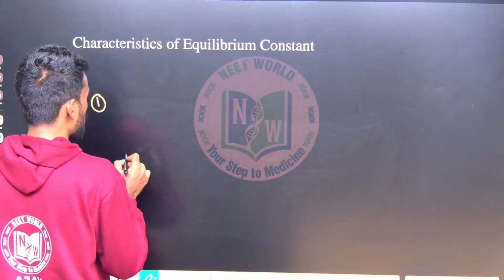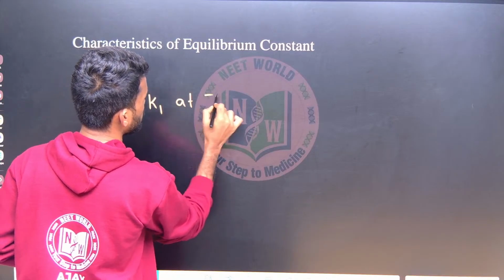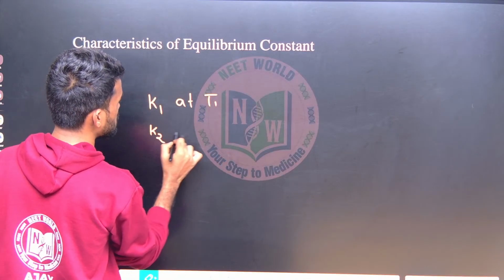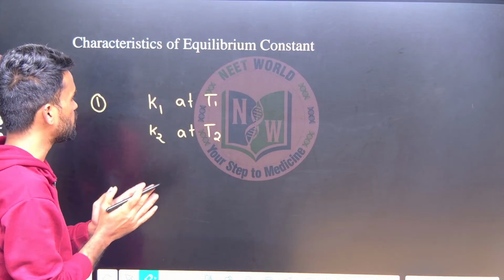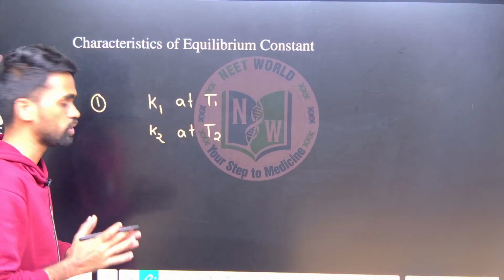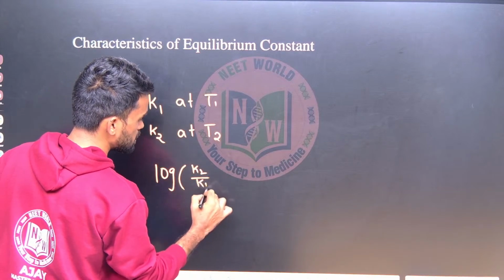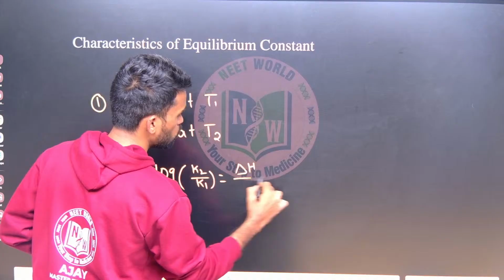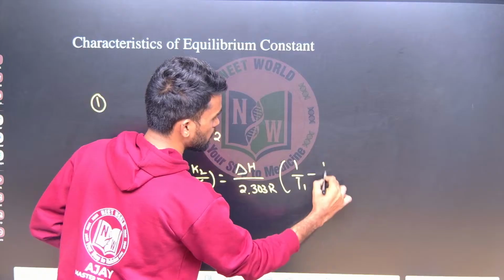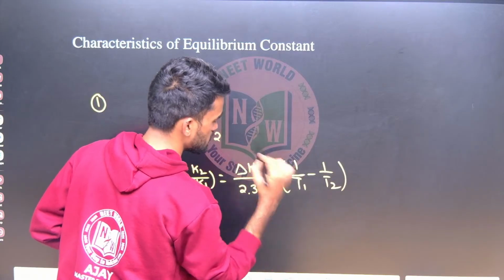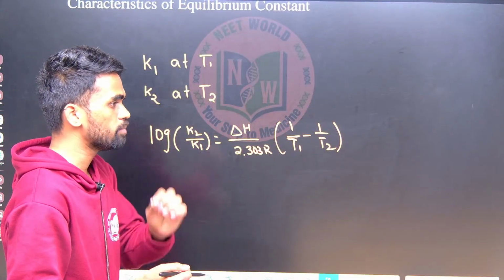For example, K1 is the equilibrium constant at temperature T1, and K2 is the equilibrium constant at temperature T2. We have an equation which relates K1 and K2 with T1 and T2. So log K2 by K1 equals delta H by 2.303 R into (1 by T1 minus 1 by T2). This is the equation relating equilibrium constants with temperature. Now, what is the main thing you should remember here?